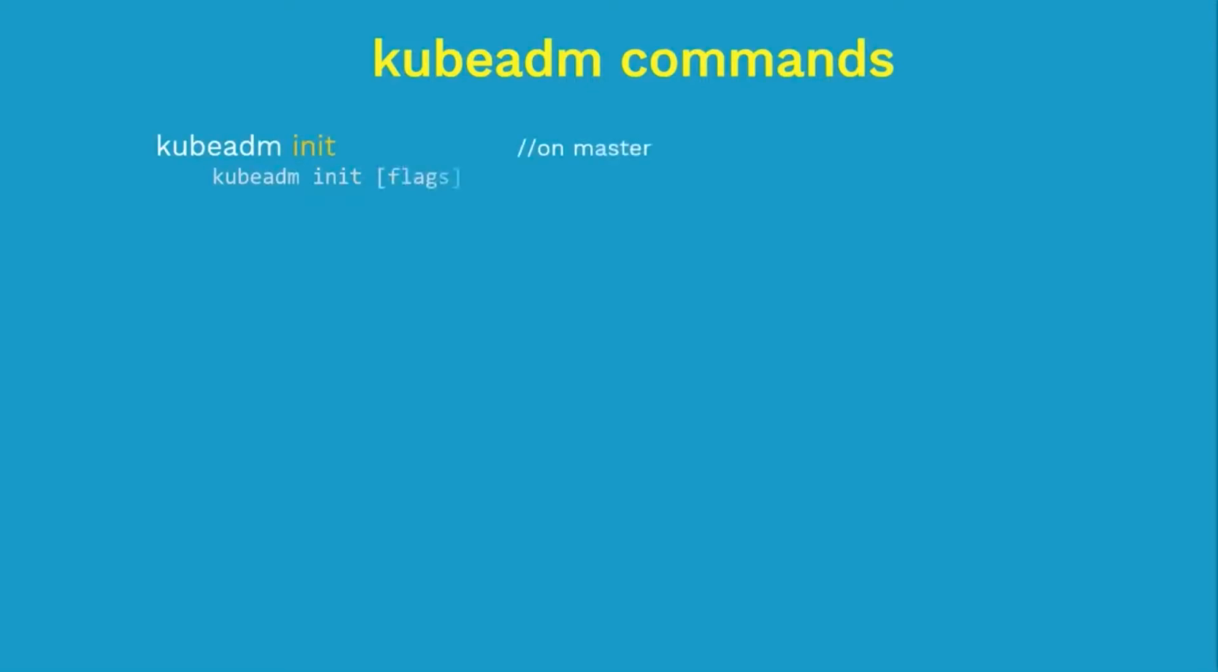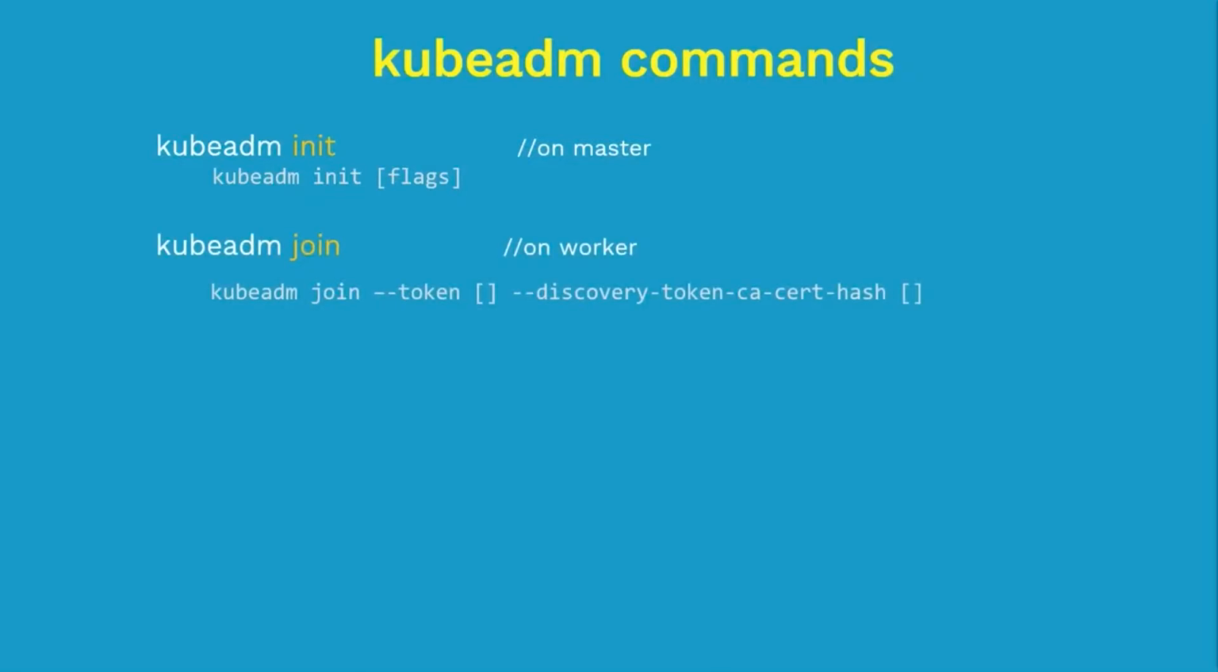The first command is kubeadm init. Kubeadm init will initialize the Kubernetes master node. So run this command whenever you want to configure any node as a master node. After kubeadm init, the next thing we are going to look at is the kubeadm join command. Kubeadm join will initialize the worker node. So run this command whenever you want to configure any node as a worker node inside the cluster.